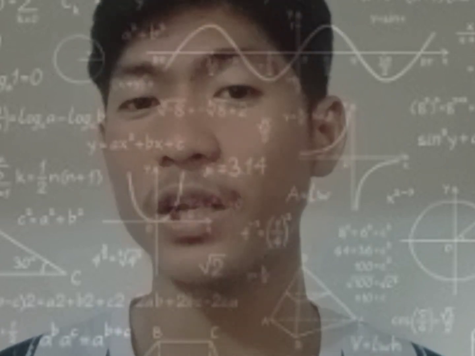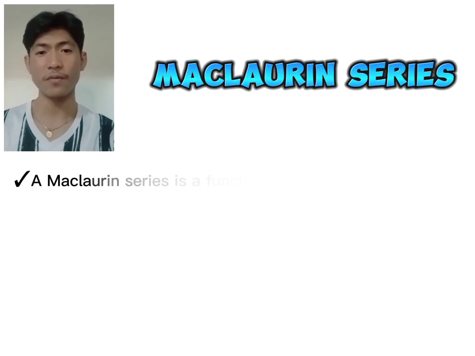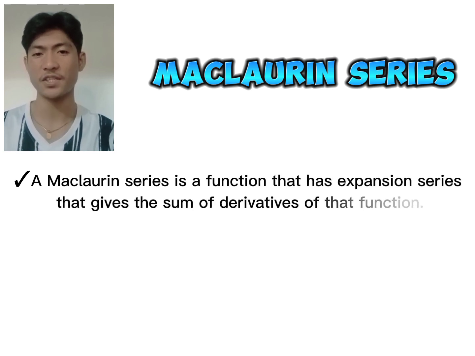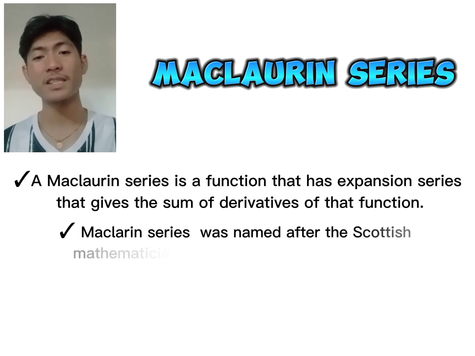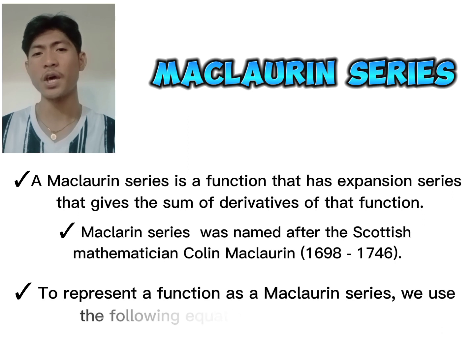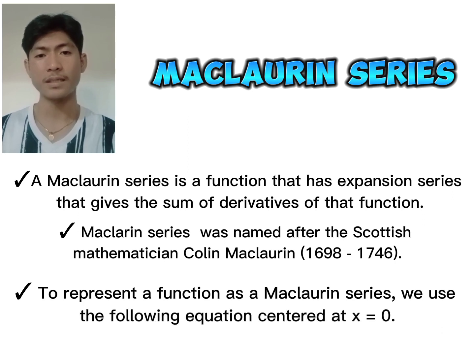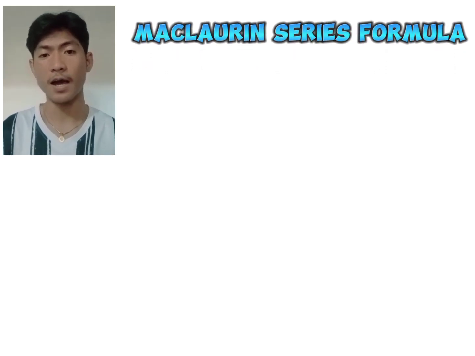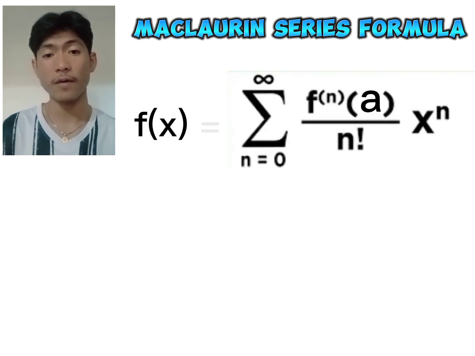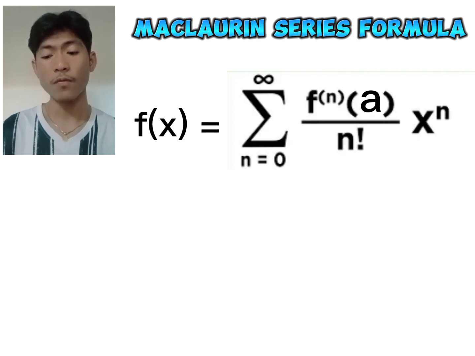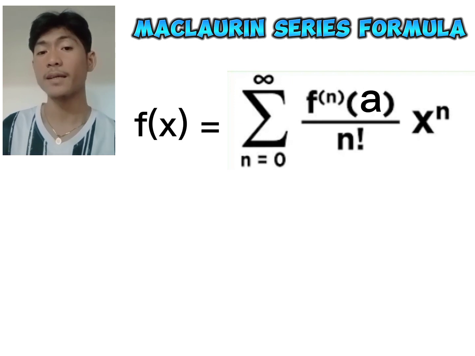First, let's define the Maclaurin series. A Maclaurin series is a function that has an expansion series that gives the sum of the derivatives of that function. It was named after the Scottish mathematician Colin Maclaurin, 1698 to 1746. To represent a function as a Maclaurin series, we use the following equation centered at x equals 0. So we have here the Maclaurin series formula: f of x equals the series of n equals 0 to infinity, f to the n of a over n factorial times x to the n.